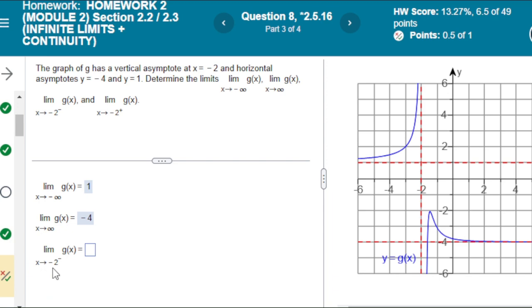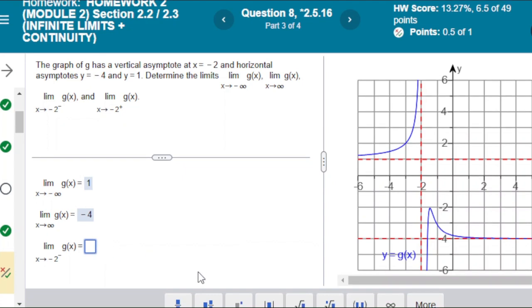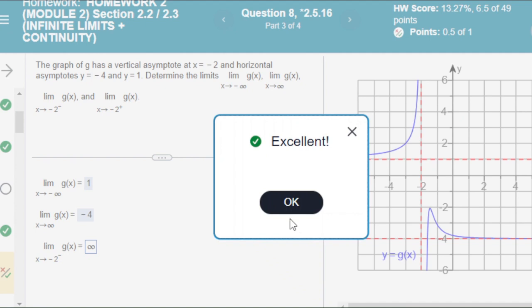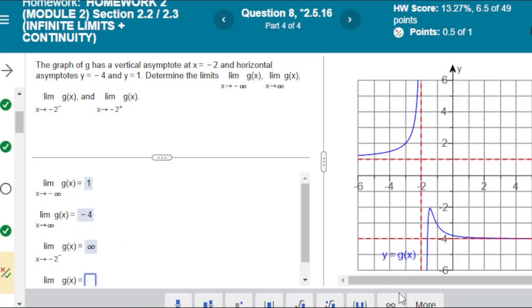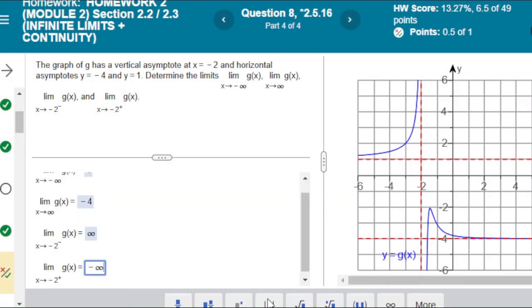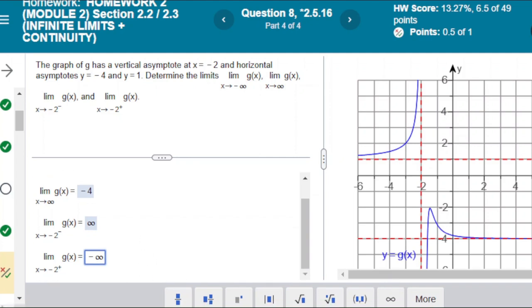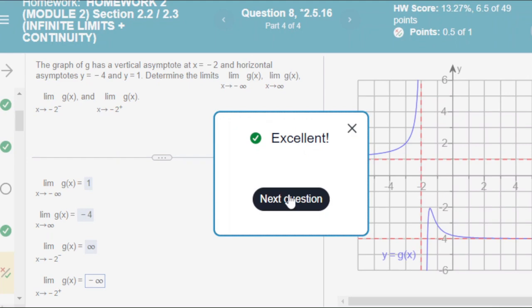So we'll have -4 for the limit as x approaches infinity. Now, what's the limit as x approaches -2 from the left? So here's -2. As our function approaches -2 from the left, notice it's blowing up to positive infinity. As we approach -2 from the right, it's going down to negative infinity. So -2 from the left, we're going to put infinity. -2 from the right, we're going to put negative infinity. And there we go.